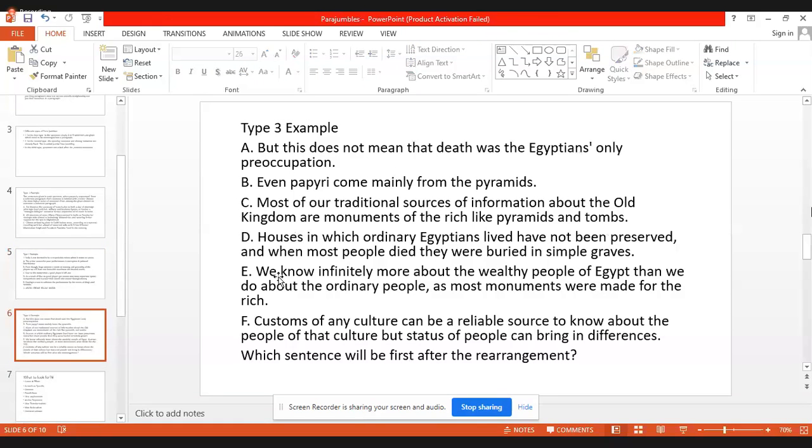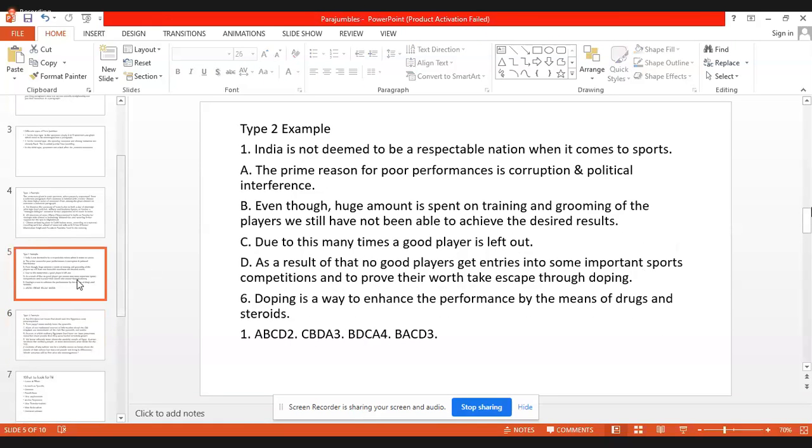Then students, a variant of this question, type 2, is when the starting and the conclusion both are told to you. So this is the first statement and this is the last statement. Identify the order of the sentences in between. So again, that is much easier because you know the starting point also and you know the concluding statement also. So you can do the rest of the identification, right?